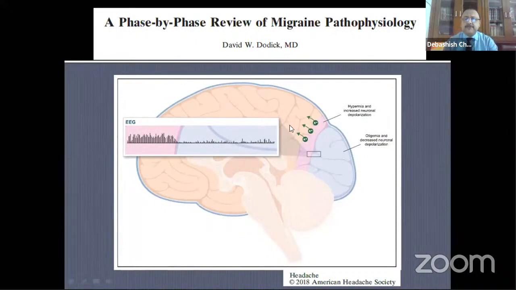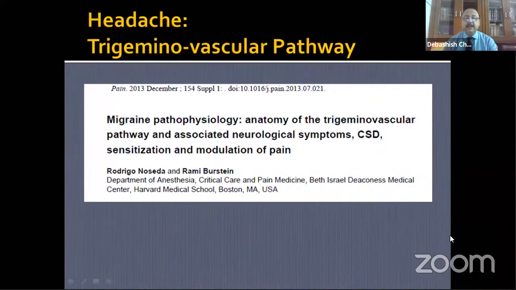There is a slow progression from the back of the brain to the front, an increase in potassium, and as you can see, the EEG activity is dwindling. So now, after we know the premonitory phase and the aura, let us talk about the headache phase, the trigeminovascular pathway per se.